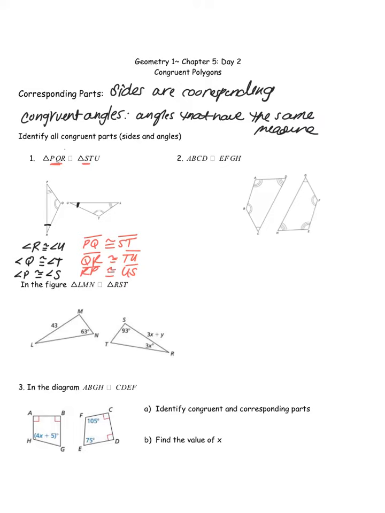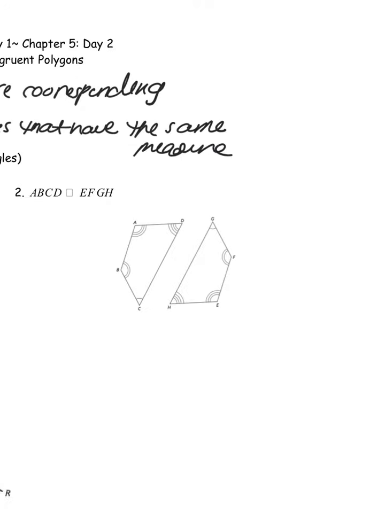So for number 2 here, I'll zoom in a little bit. I'll start with my 1 tick marks to find my angles. So angle C is congruent to angle G. Angle B is congruent to angle F because they both have 2 tick marks. Angle A is congruent to angle E, and also A and E are in the same place, so those are congruent. And then our last one is angle D is congruent to angle H.